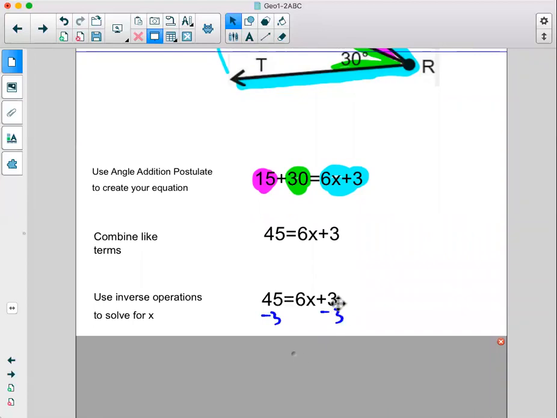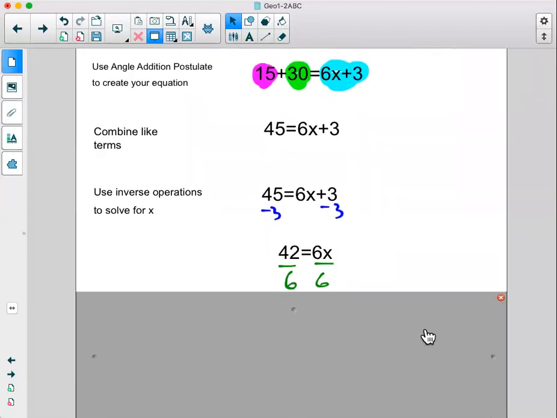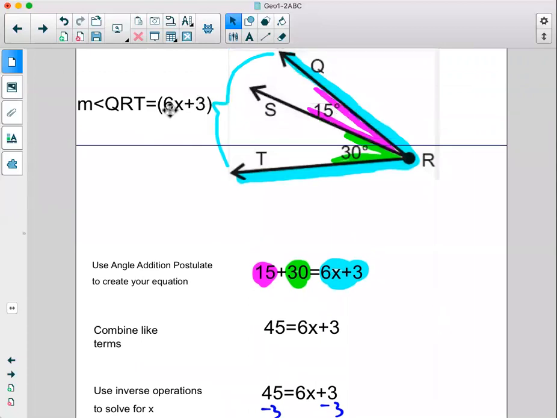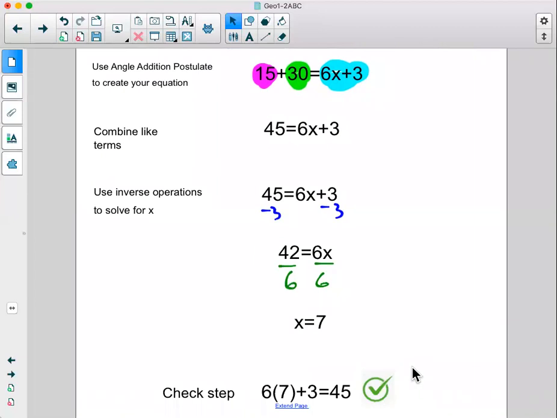Use our inverse operations. Inverse of plus is minus. Inverse of multiplication is division. And we get our final answer, and we can plug it in and check. We know that this algebraic expression has to equal 45, so when we plug it in, it does. Check.